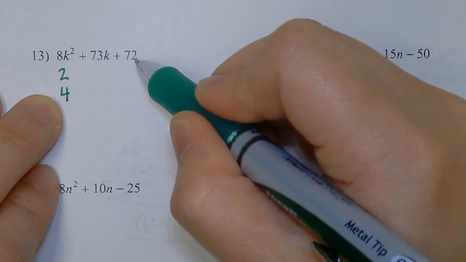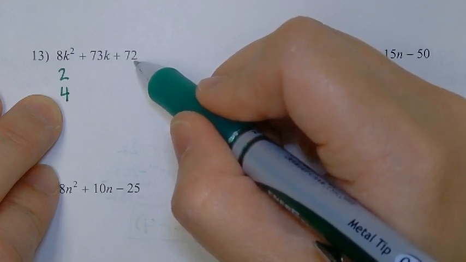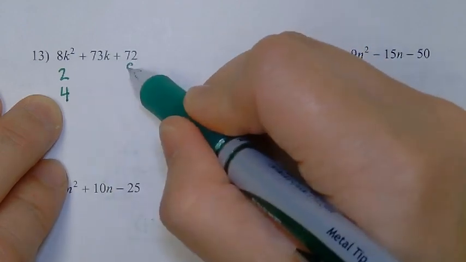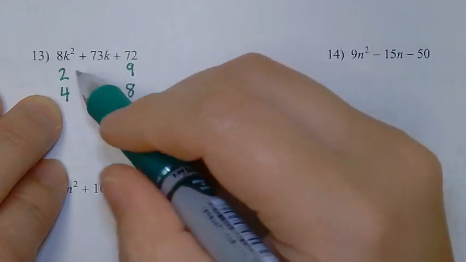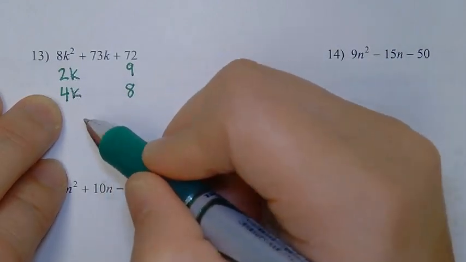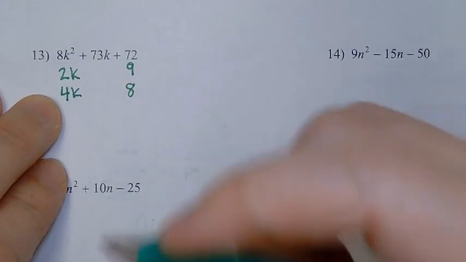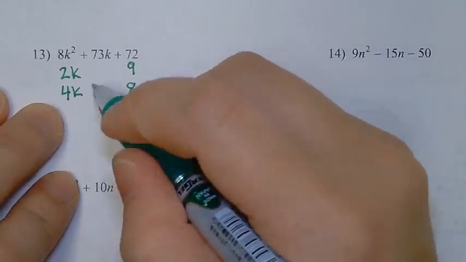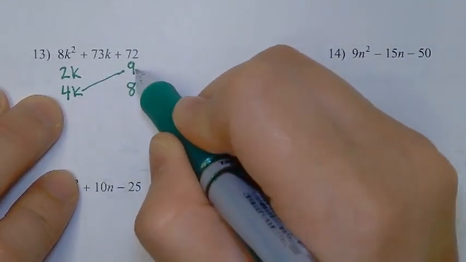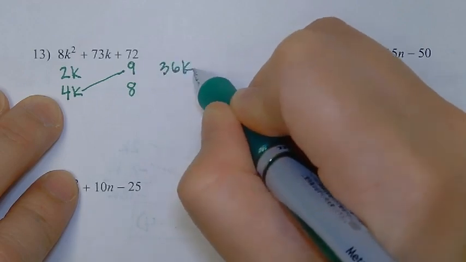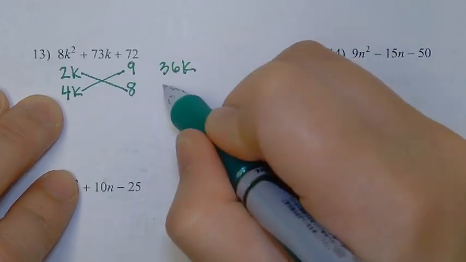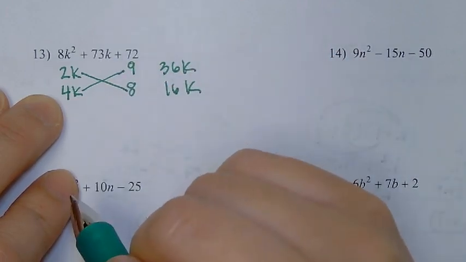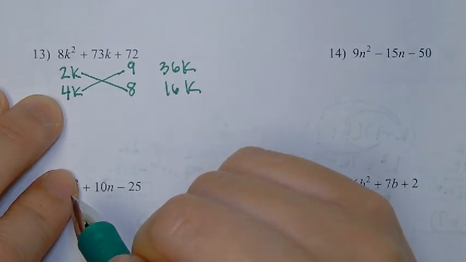72, what multiplies to 72 is 9 and 8. I know I have to get a big number, so I'm going to put the 9 on top and the 8 on the bottom. So let's see. Oh, sorry, I forgot to put in the k's. Normally, when you get into Algebra 2, you don't necessarily have to put in the k's. I just deal with the numbers and put in the k at the end. But here we go. 4k times 9k is 36k. 2k times 8k is going to be 16k. That is not going to give me a 73. So let's try another one.